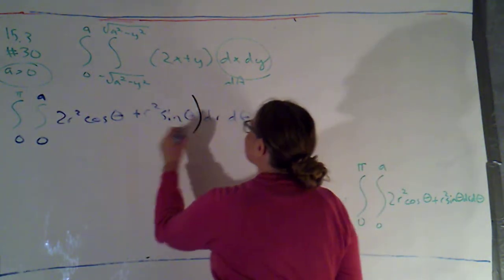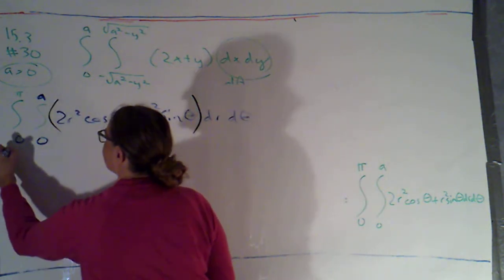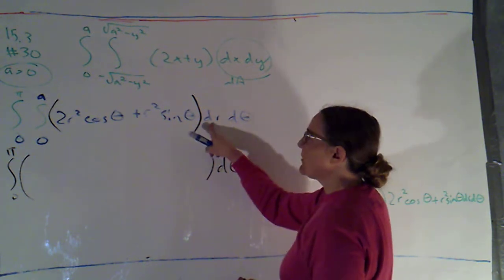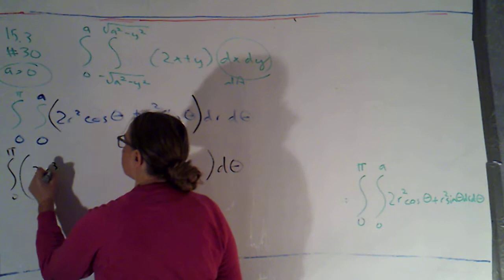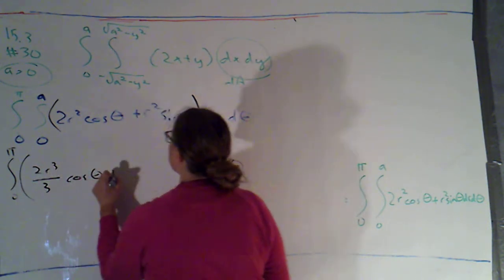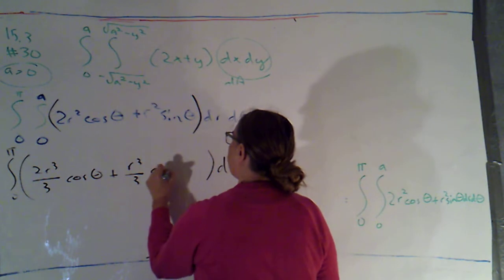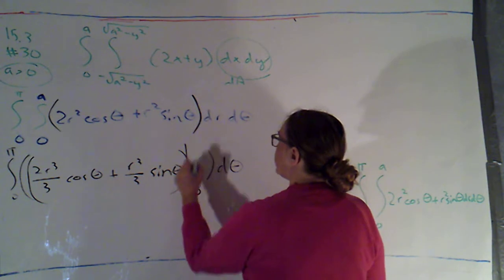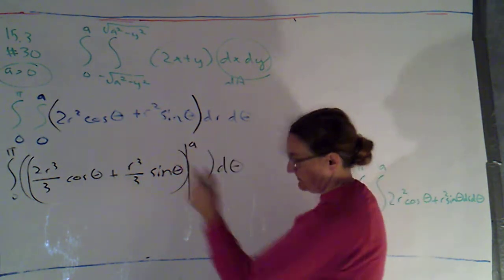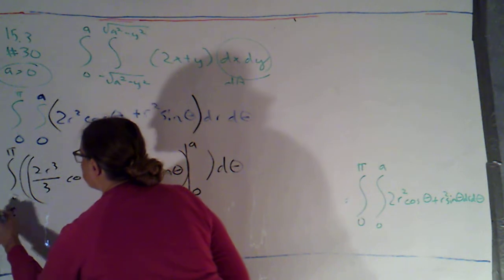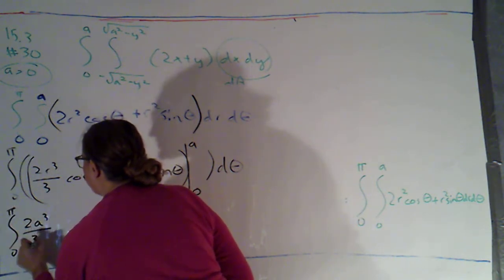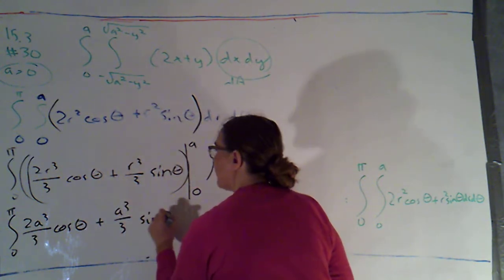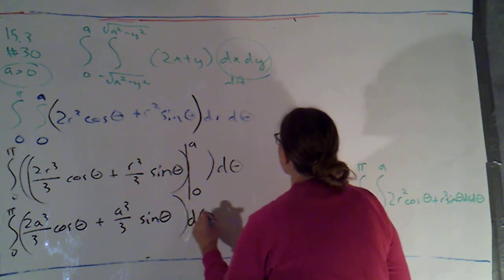Okay, excellent. So that's going to be the integral from 0 to pi d theta. That's sort of our shell. And now we're integrating with respect to r. So I'm going to get 2r cubed over 3 cosine theta plus r cubed over 3 sine theta, evaluated between 0 and a. So I'm plugging in a for the r's. That's going to give me the integral from 0 to pi of 2a cubed over 3 cosine theta plus a cubed over 3 sine theta. And then we just have to integrate that with respect to theta.